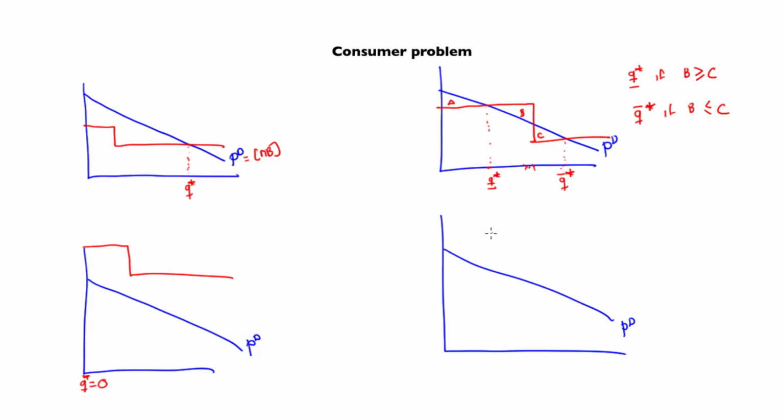Now, the final case that is interesting is what happens if we have something like this. And let me call these areas B and C. Well, the case of interest here is this, Q star, and I claim that the solution here is 0 if the area B is greater than or equal to Z, and Q star if the area C is greater than or equal to B. And the reasons are identical, so I'm not going to repeat them.